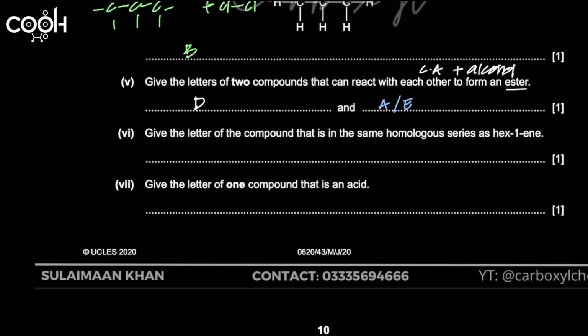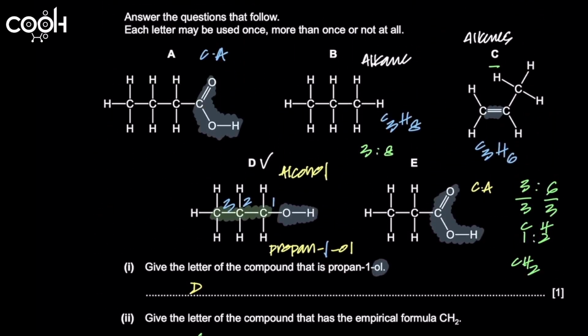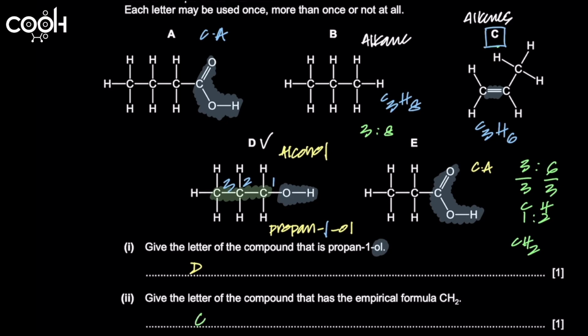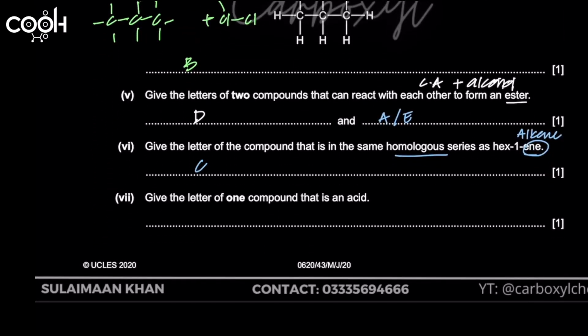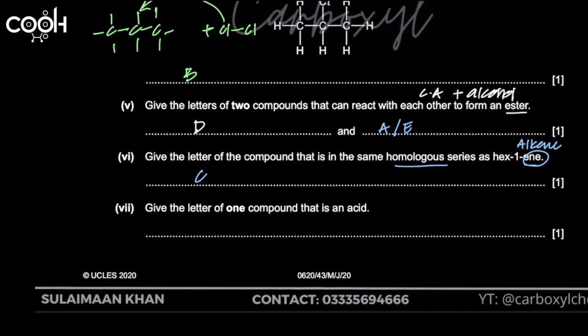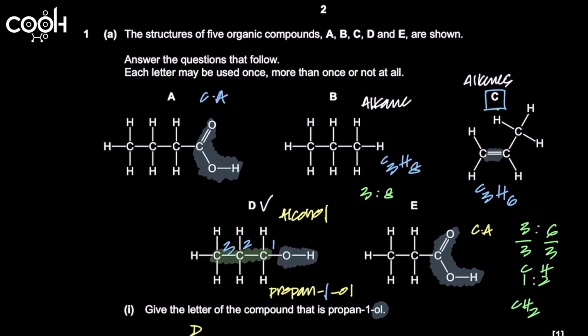Now it says, give the letter of the compound that is in the same homologous series, which means in the same family as hex-1-ene. It ends with an E, which means this fellow right here is an alkene. So you need to select an alkene from the list, which is once again C. Too many C's, right? And those of you who get confused, oh my god, C is coming so many times, the examiner has specified himself that each letter may be used once, more than once, or not at all, right?